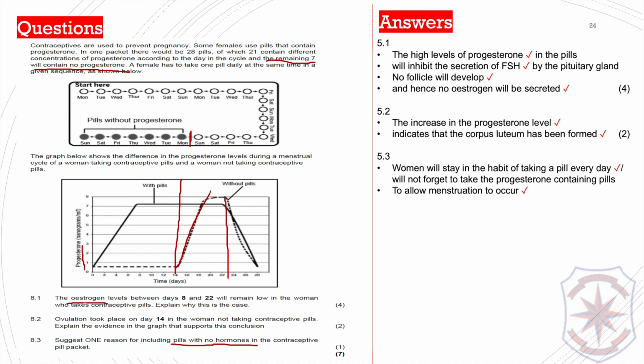And then the second one, to allow menstruation to occur. Remember, when progesterone levels are low, what is going to happen? The endometrium will become thinner and thinner, and after day 28, then is day 1, and then the endometrium will shed, and that we call menstruation.